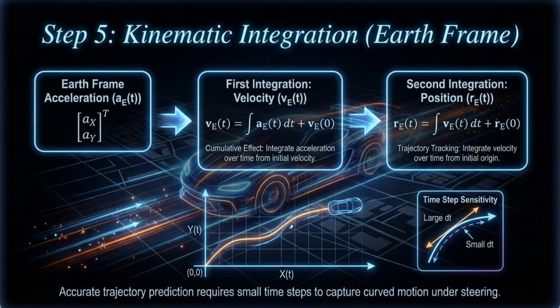This process is cumulative, meaning small errors can build up over time. Accurate results therefore depend on using a sufficiently small time step, especially when the vehicle follows a curved path due to steering. This final step converts forces and accelerations into the actual trajectory of the vehicle on the road.